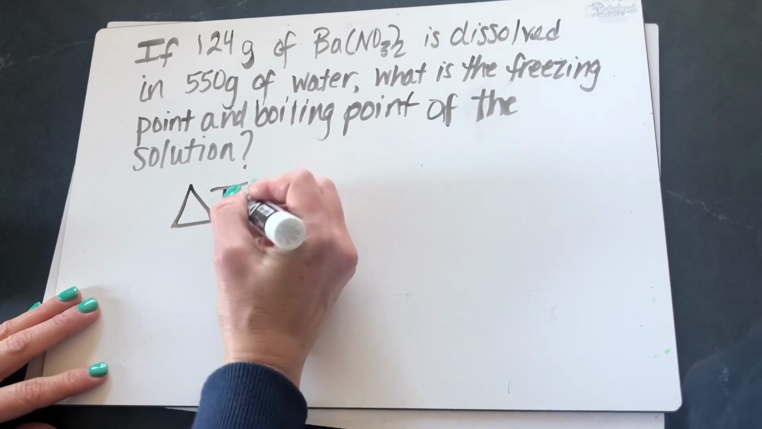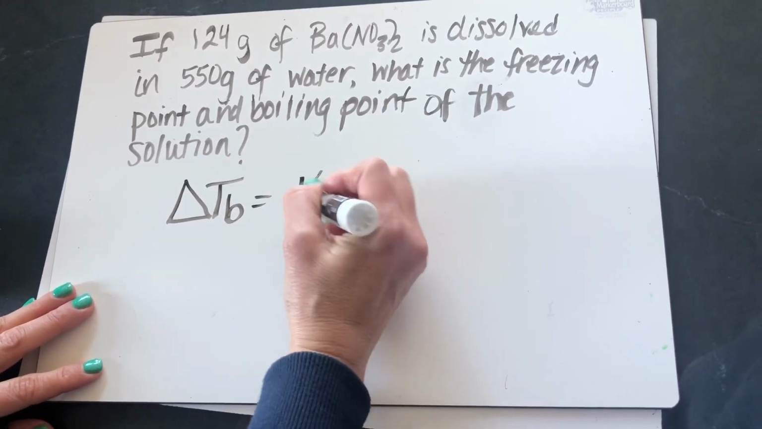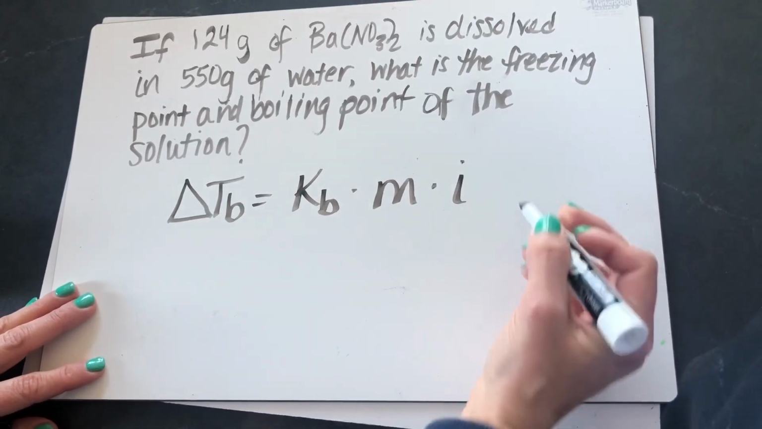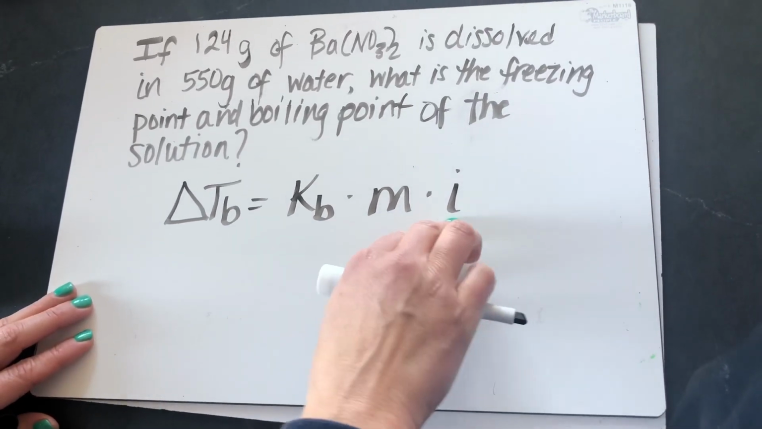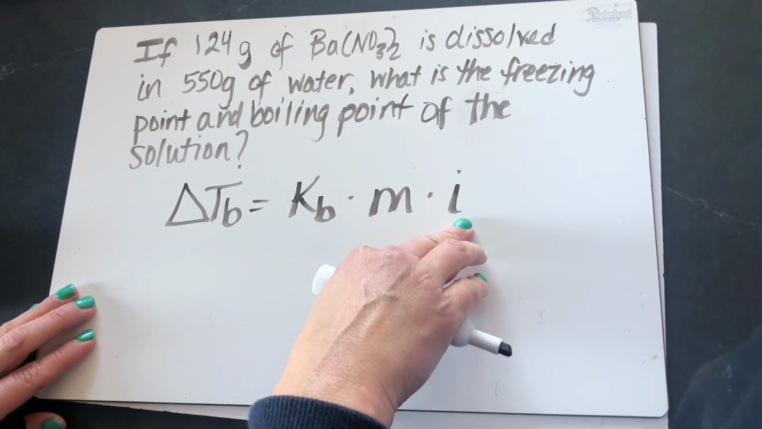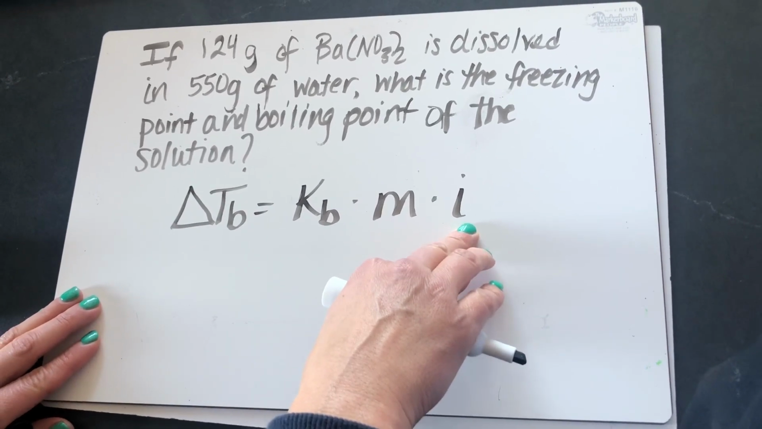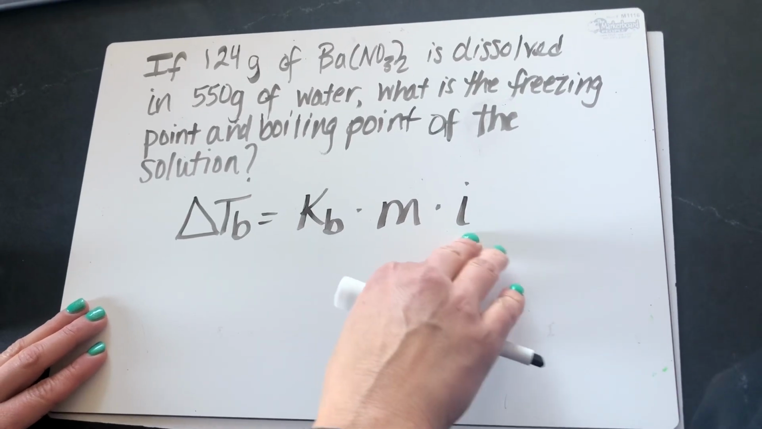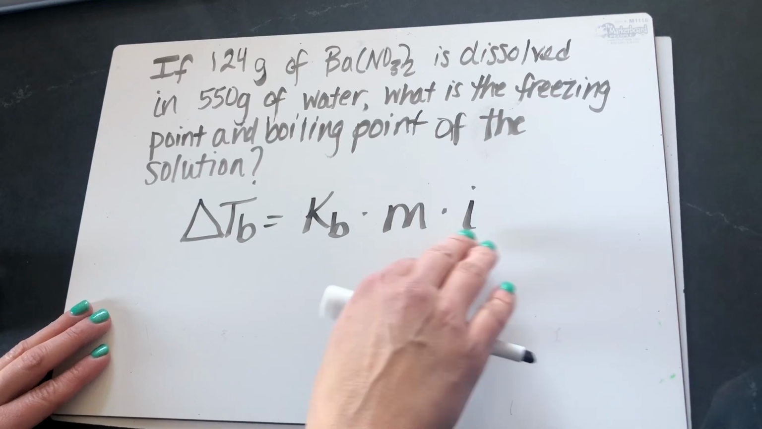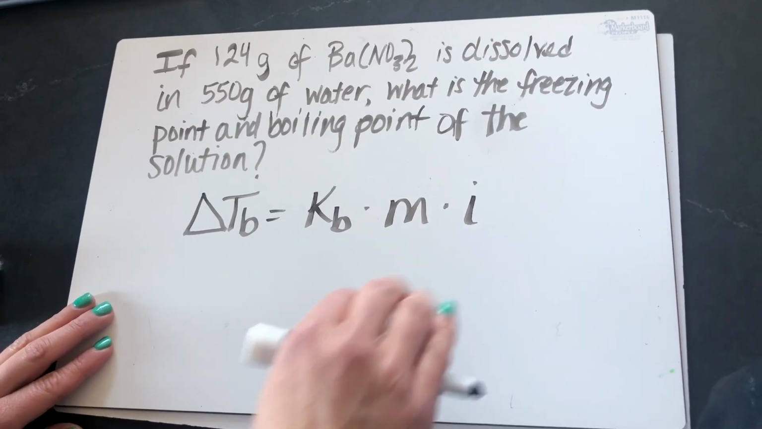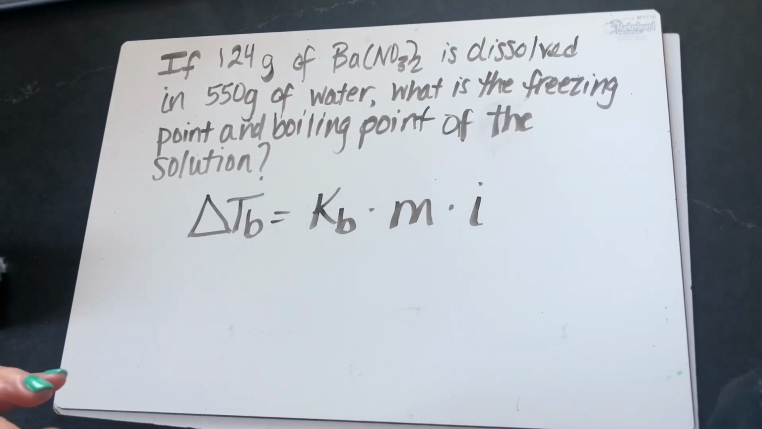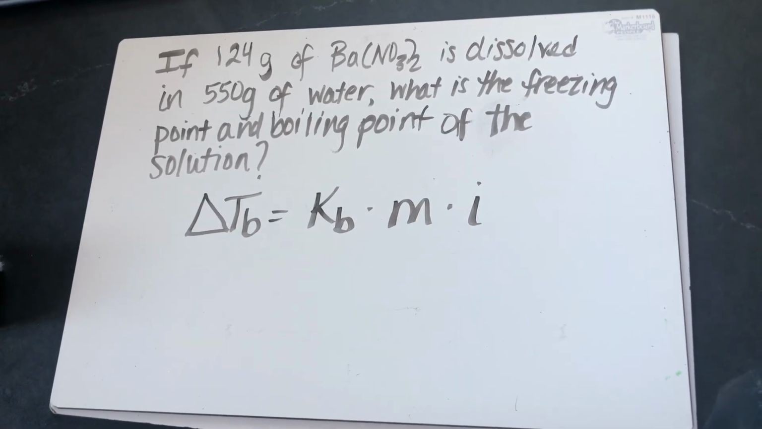Change in boiling point is equal to the boiling point constant times molality times your i value. The i value is the number of particles that are dissociated in solution. If the substance is a non-electrolyte or molecular, that means your i value is 1. If it is an ion or ionic compound, it's how many ions are produced in solution. So we practiced this idea with electrolytes and non-electrolytes last week.